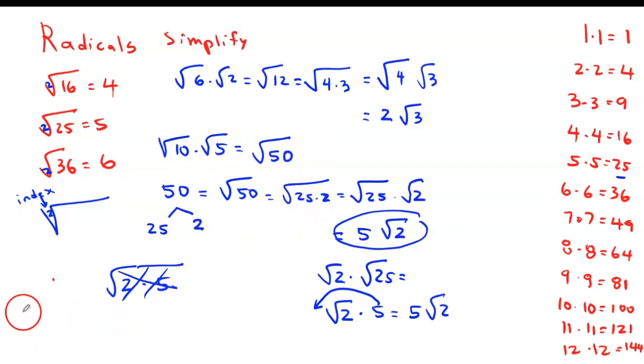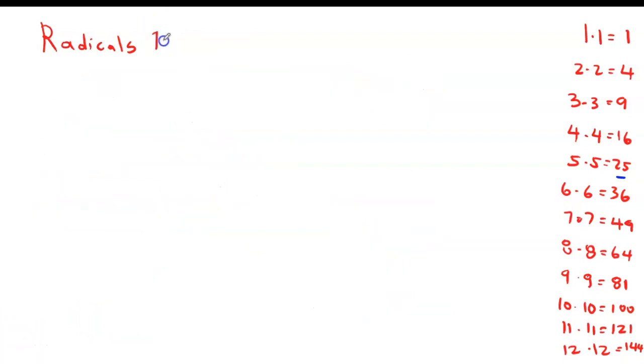Now let's talk about division. Let me erase a little bit. So we're going to divide now. Same idea as multiplication. Okay? So let's say that I have two radicals. Square root of 50 divided by square root of 2.